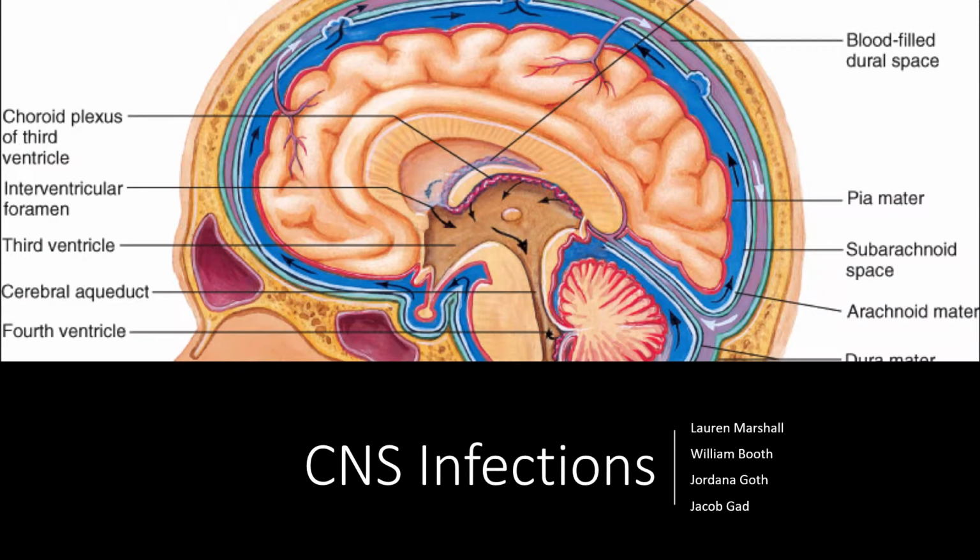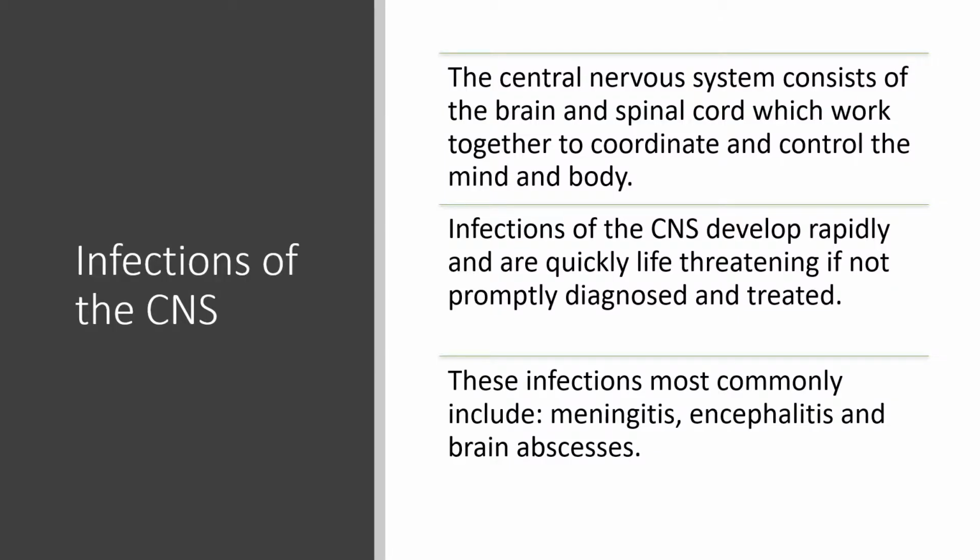The CSF is a sterile environment, therefore any organisms found are always indicative of a serious infection. A few of these infections will be explored today. The central nervous system consists of the brain and spinal cord, which work together to coordinate and control the mind and body. Infections of the CNS develop rapidly and are quickly life-threatening if not promptly diagnosed and treated.